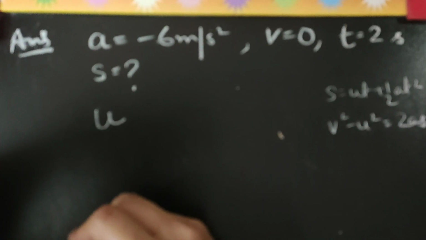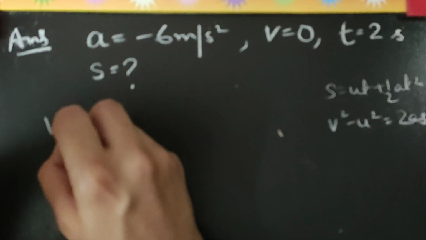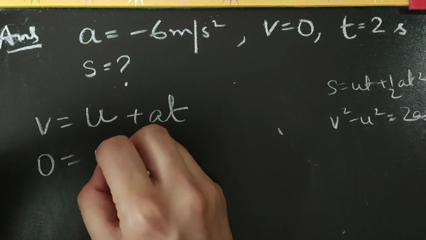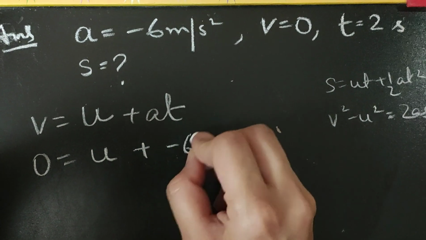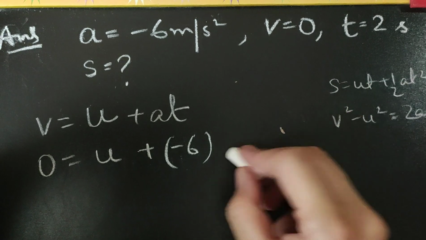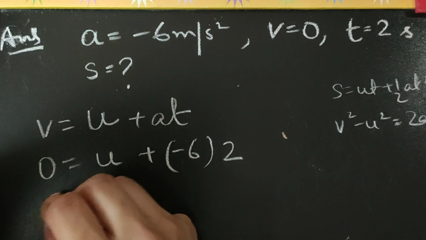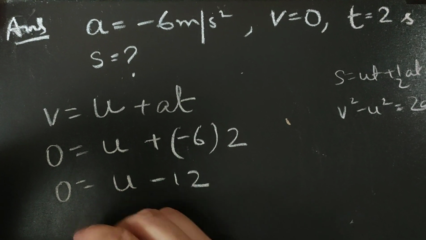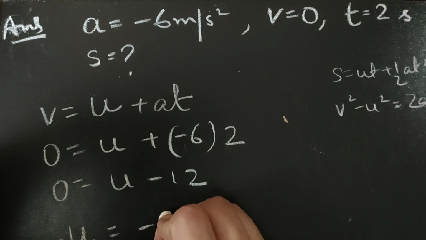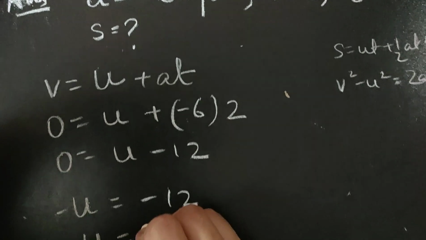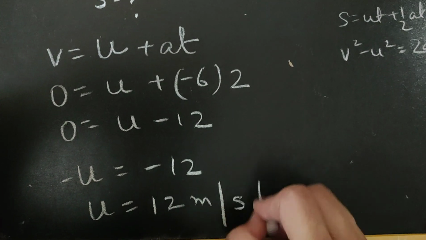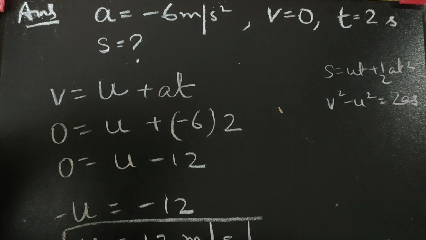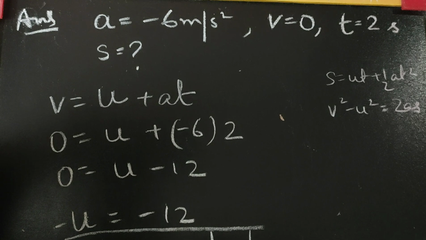using the first equation of motion, which says that v is u plus at. So v is given 0, u we are calculating, a is given as minus 6, and t is given as 2. So this becomes u minus 12 is 0. Now rearranging the terms, u is 12 meter per second. So I have calculated the initial velocity and we'll use this u to calculate s now.